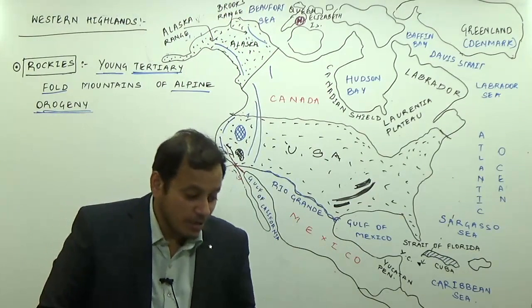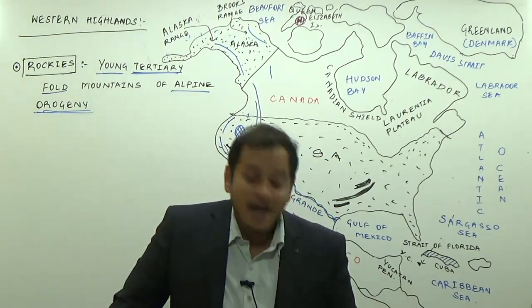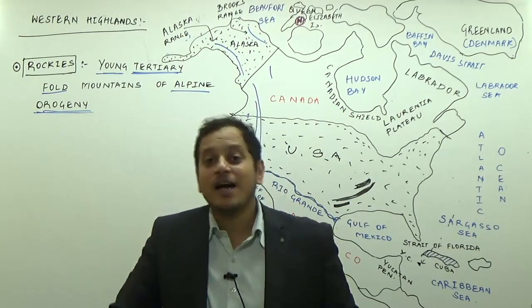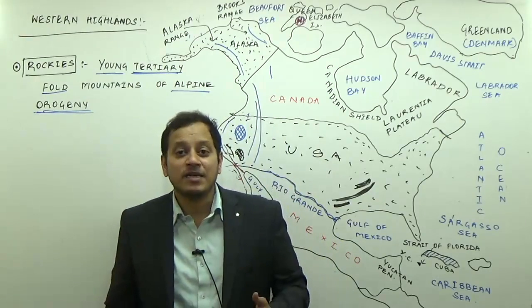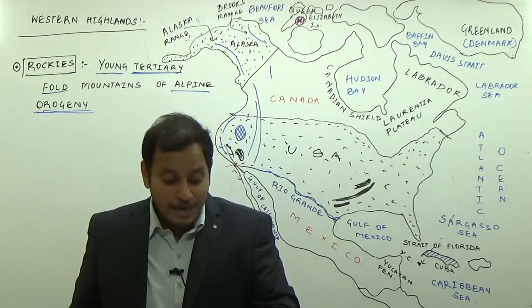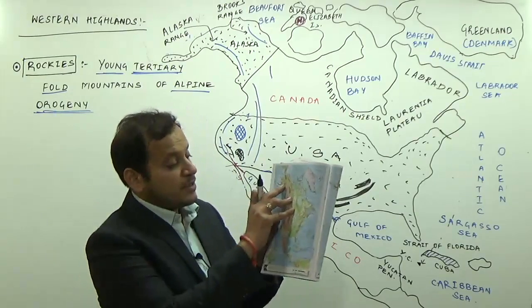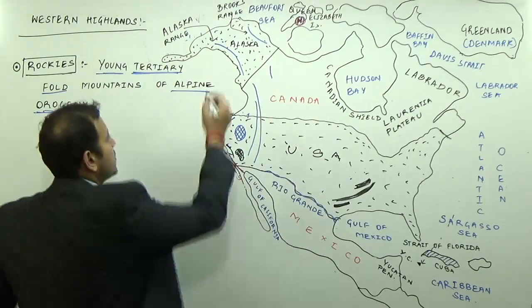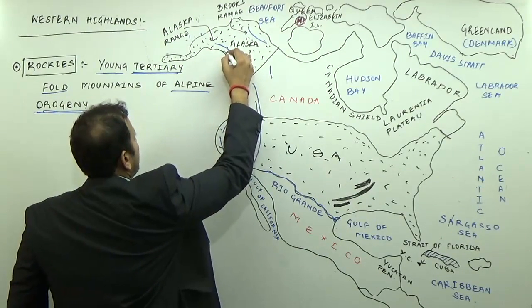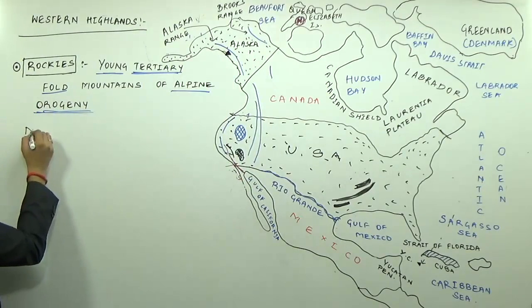Now, what is more important is not where the Alaska Range or the Brooks Range is, but the highest point of North America. Just as the highest point of Asia is in the Himalayas, the highest point of North America is Mount McKinley. Can you find Mount McKinley? It is 6194 meters. Mount McKinley, the highest point of North America, lies in the Alaska Range.